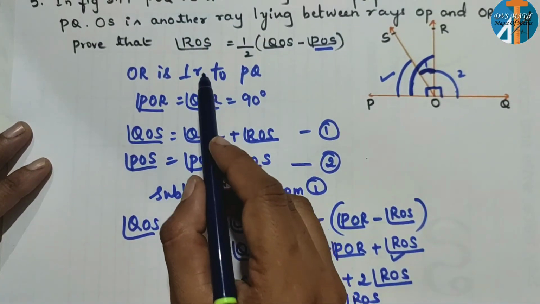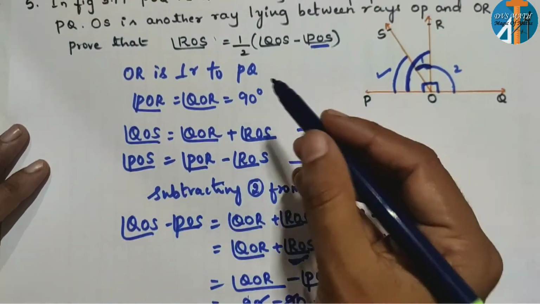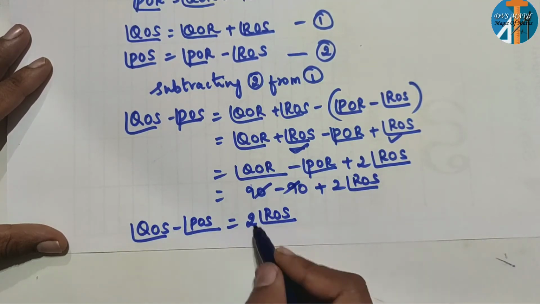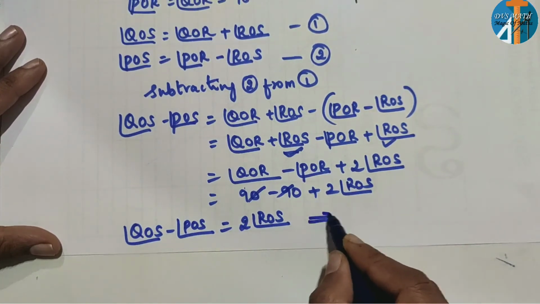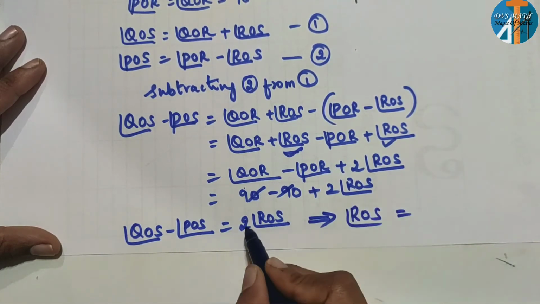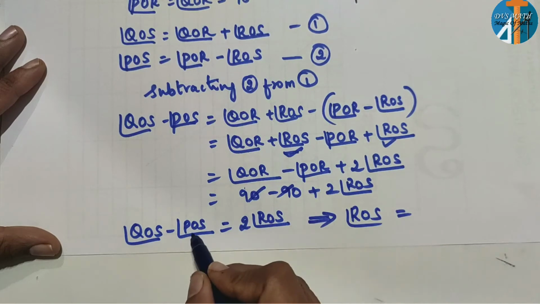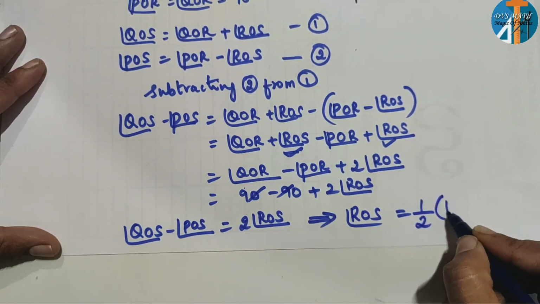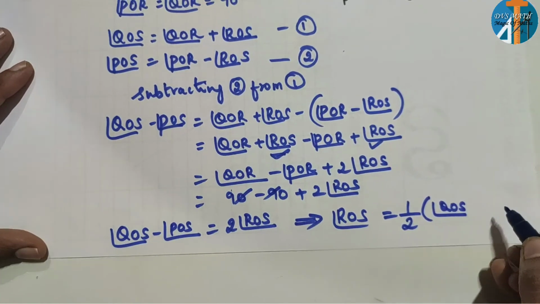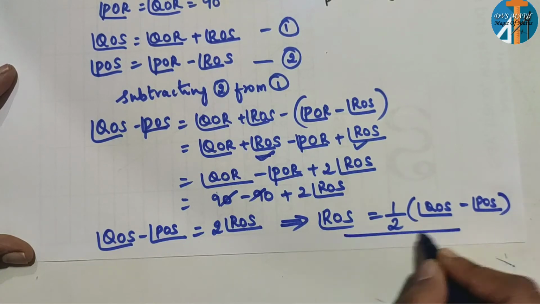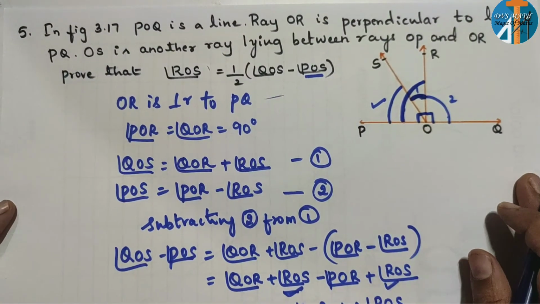But here in the proof they gave only the ROS. Now the 2 is multiplied, so if we take it to the LHS, it will be division. Finally, ROS is equal to 1 by 2 of angle QOS minus angle POS. So this is our proof in question number 5.